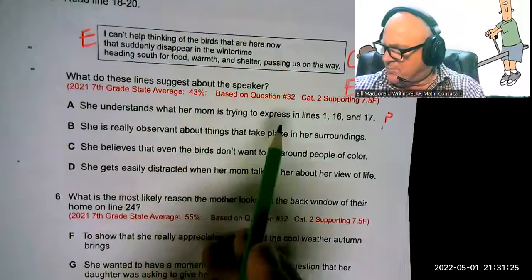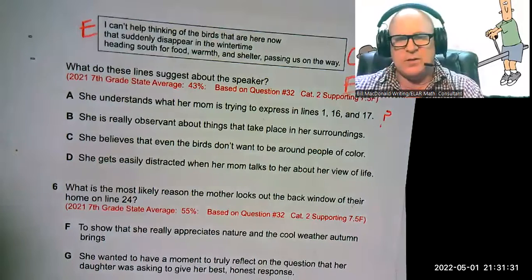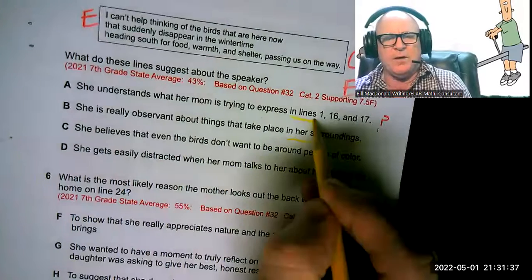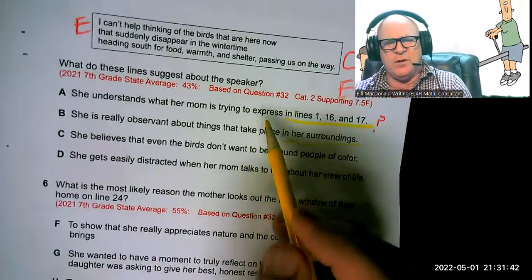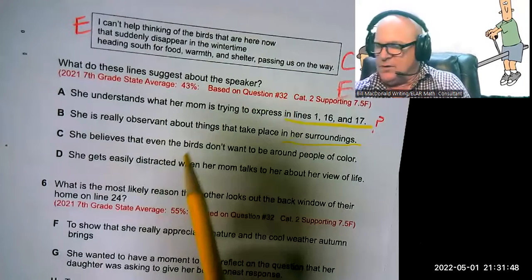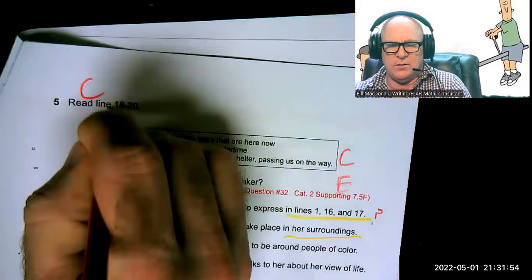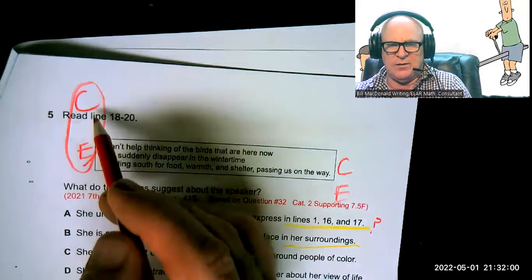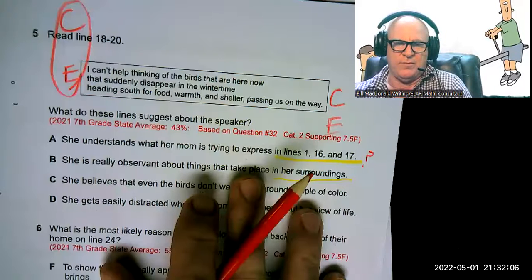When you check that using the yellow details, whoops, I was looking at the screen instead of my paper. She understands what her mom is trying to express there. That is partially true. She's observant about things that take place. No, because her mother began talking about things that happened for a reason, because her mother did that, the effect was her suddenly starting to think of these lines here. And so it had really nothing to do with being observant.